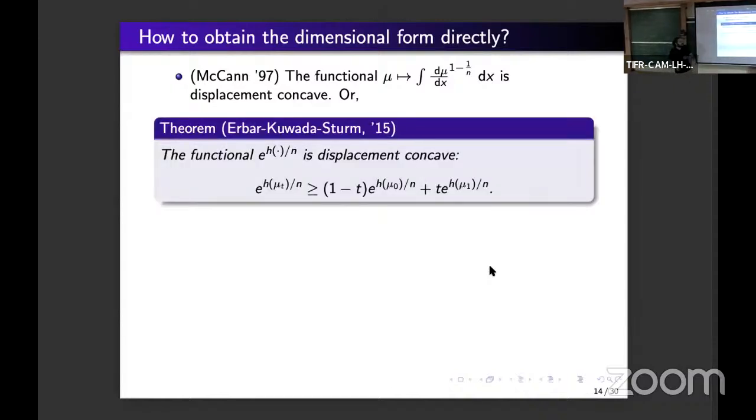This was proved by Erbar, Kuwada, and Sturm: if you look at exponential entropy over n, this is also displacement concave. So again, this term was log volume, so this term is volume, so this term is volume to the power 1 over n. So you'll get the same thing, right? The dimensional form of the Brunn-Minkowski inequality.